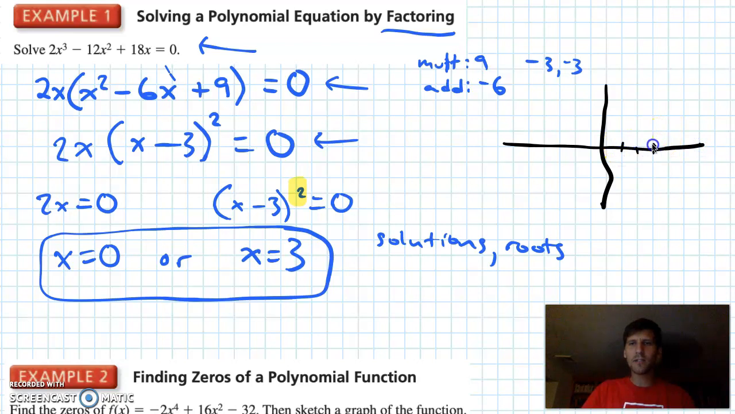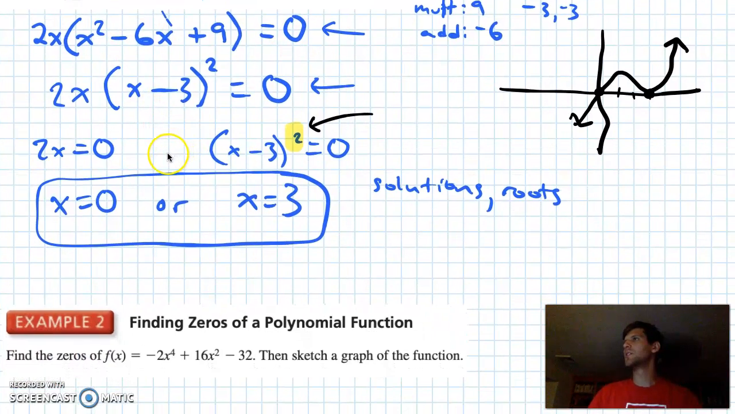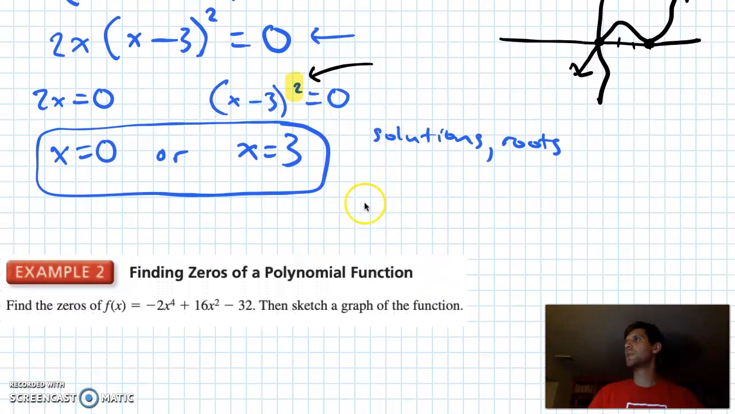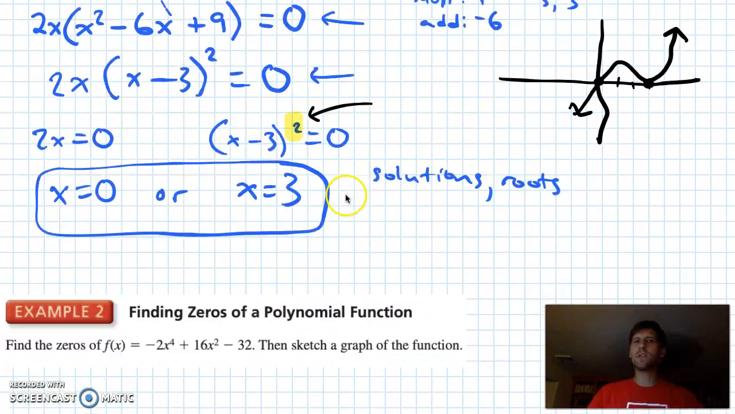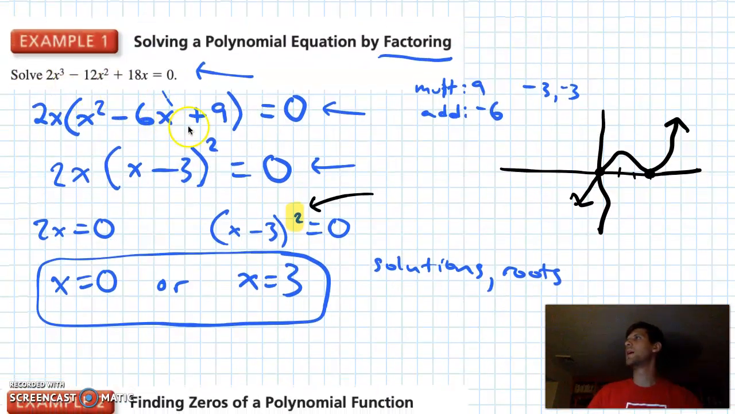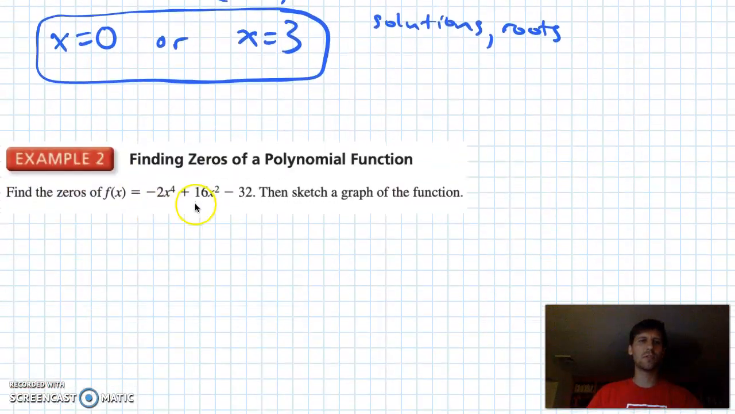All right, so I got a 0 here at 3, and at 0. But because that one's repeated, you may remember from quadratics, it's just going to touch and not pass through. That's when we say a 0 has a multiplicity of 2. So if I want to sketch the function, if I just had this left side as a function, it could give me some good information there. So that's one technique to solve a higher degree polynomial like this, third degree.